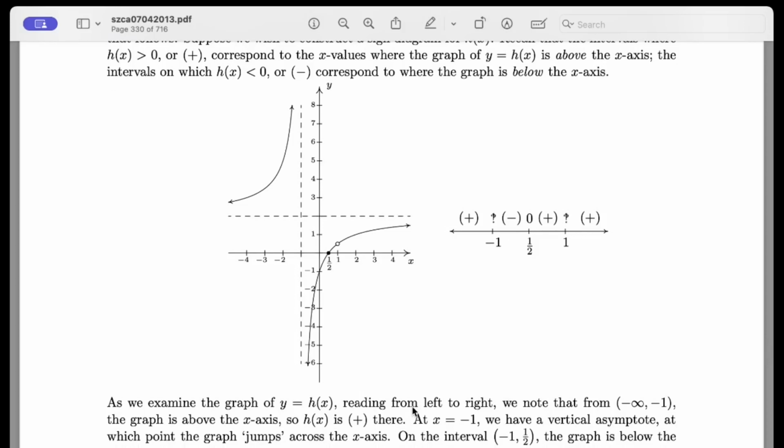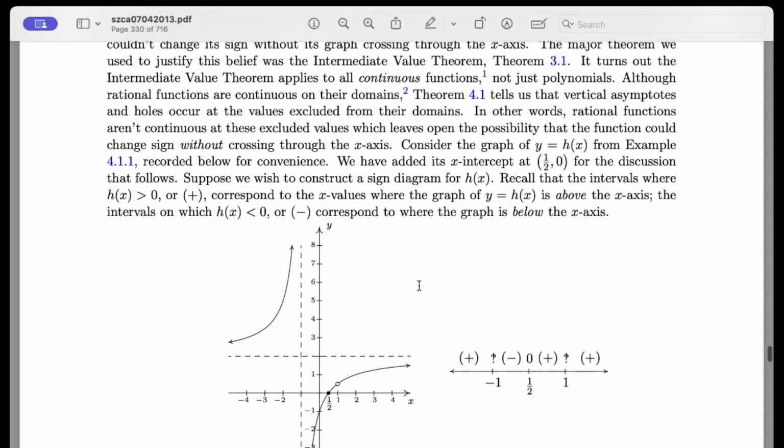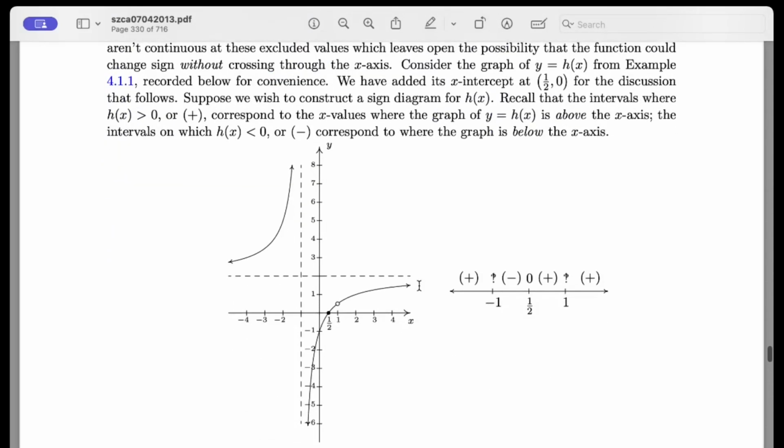Here's a particular example. I don't know which function they've plotted here. Well, it kind of doesn't matter. You see, it's got a vertical asymptote at -1. It's got a 0 at 1/2, and it's got a hole at +1. Those locations, the vertical asymptotes, the zeros, and the holes, are potential spots where the sign could change.